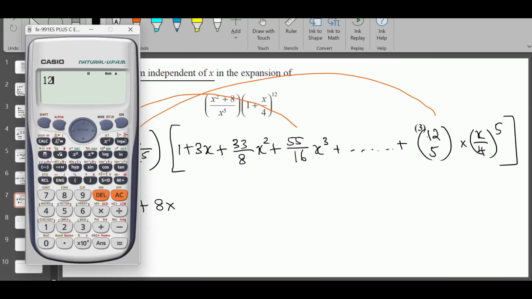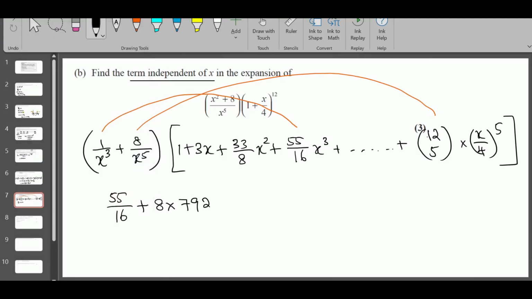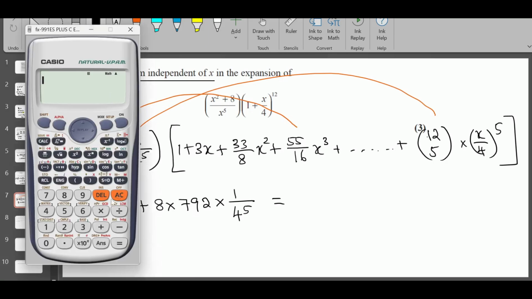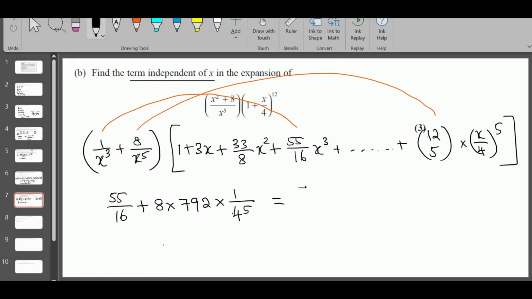12C5, 12C5 is 792 times 1 over 4 to the power 5, because the x power 5 will get cancelled, and then simplify it. So you're going to get 8 times 792 times 1 over 4 to the power 5. And we already have 55 over 16 here, plus 55 over 16. The constant term is going to be 77 over 8.